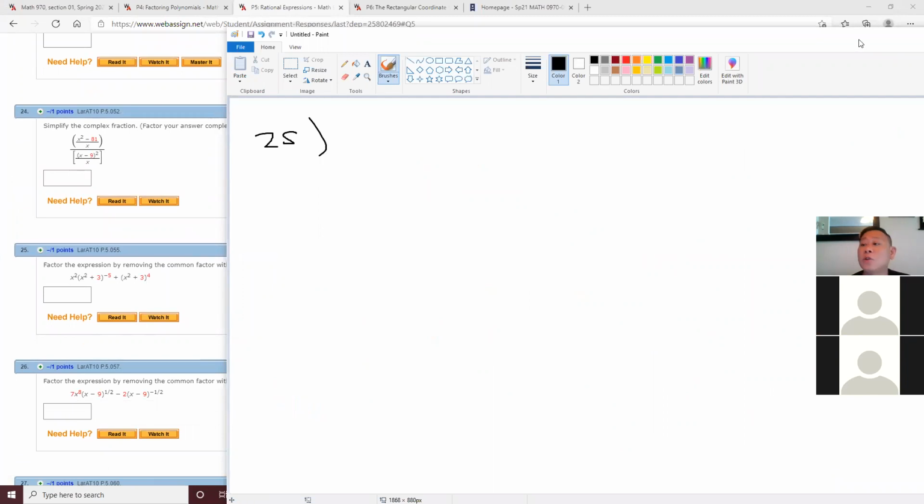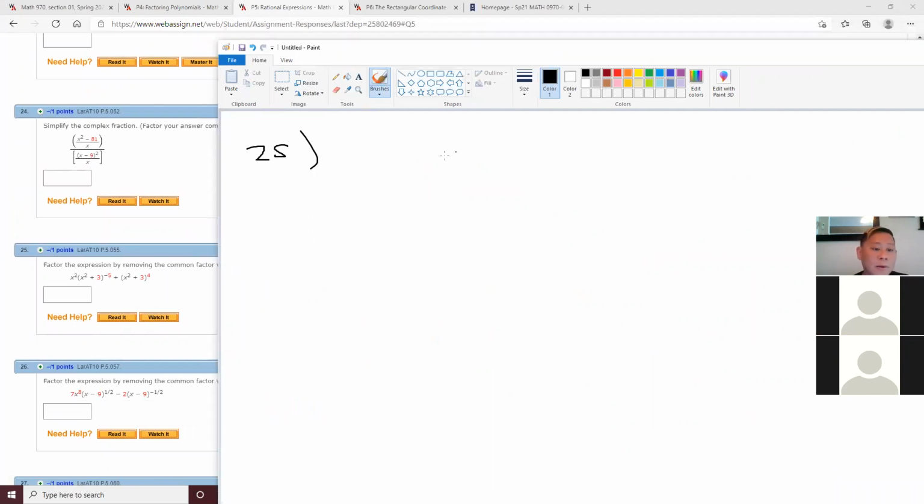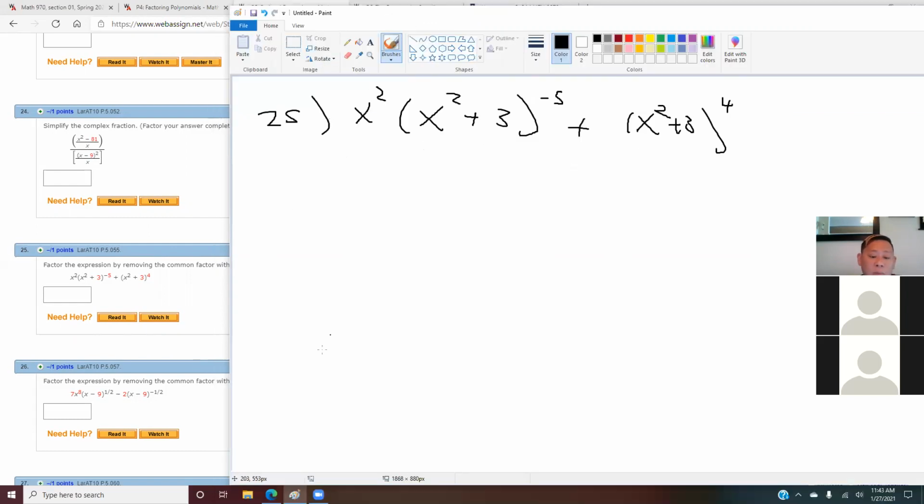Now, this one you do not need to worry about in your test because it's not going to come out in your test. X squared plus 3 to the power of -5 plus X squared plus 3 to the 4th. Okay, this question is asking us to do the common factor here. So usually, remember last time when you did something like x cubed plus 7x squared minus 3x, I always tell you guys what? Your GCF is always the smallest one, right?